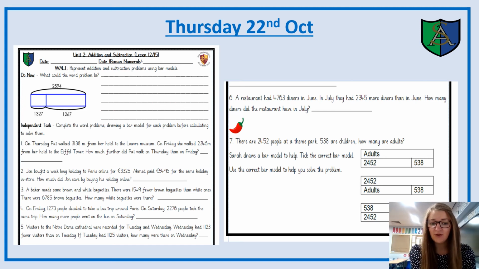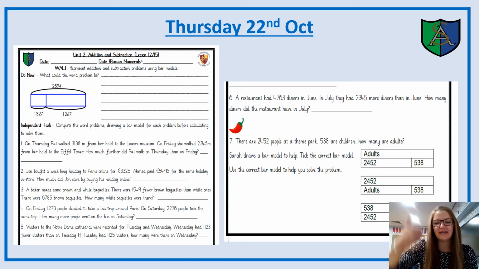Remember to estimate your answer. I would estimate that by rounding 3,138 to 3,100. I would round 2,346 to 2,300. So my estimate would be about 800 metres.